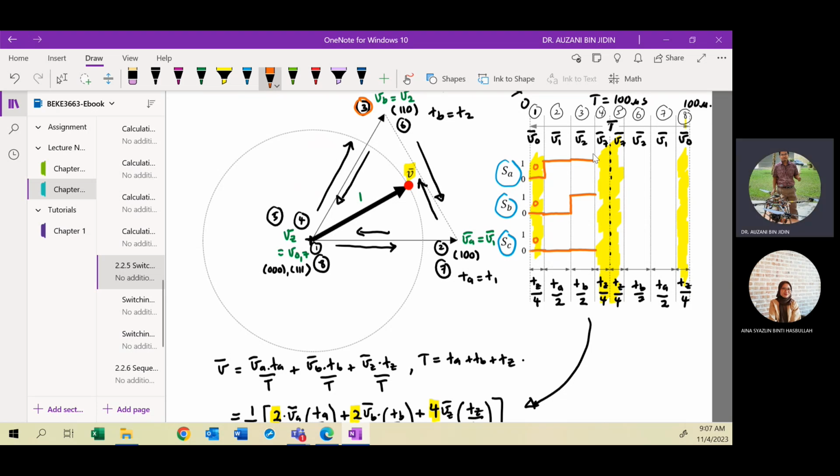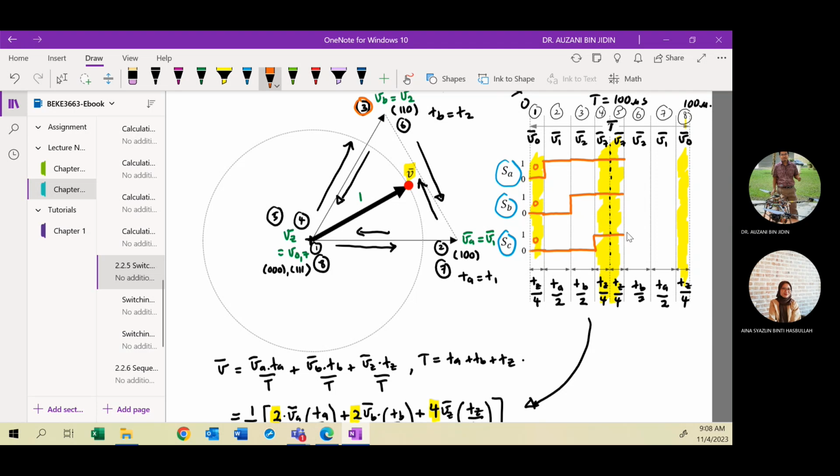Okay, then V7. Then from V2, it will jump to origin, right? To choose V7, where V7 is 1, 1, 1. The state is 1, 1, 1. So this one is maintained. You also maintain. Then for SC, suddenly change from 0 to 1. Then same goes for interval number 5. Maintain 1 because V7 is 1, 1, 1.